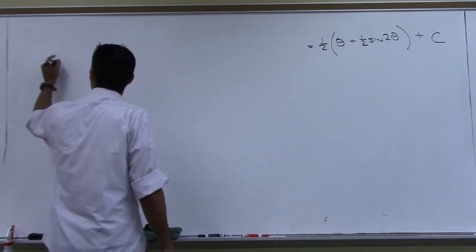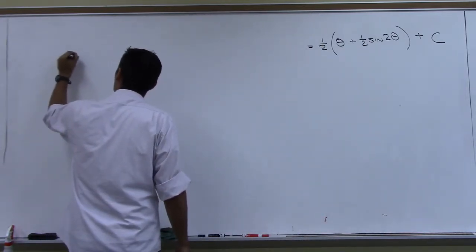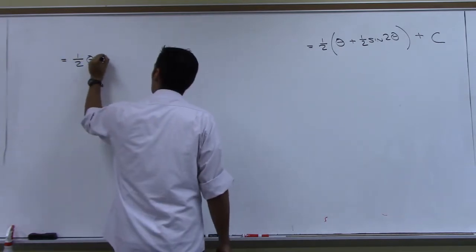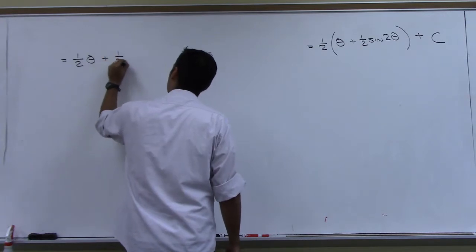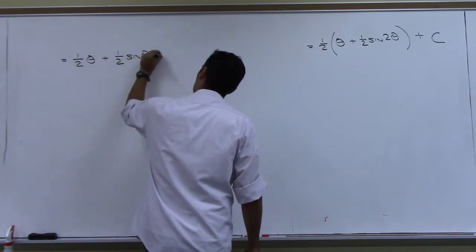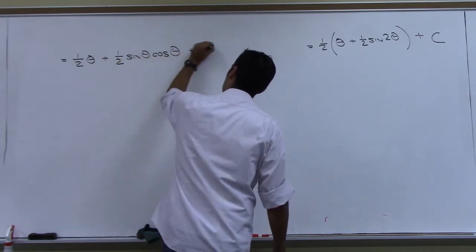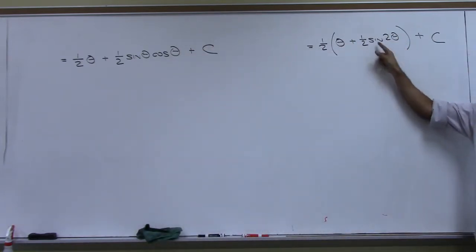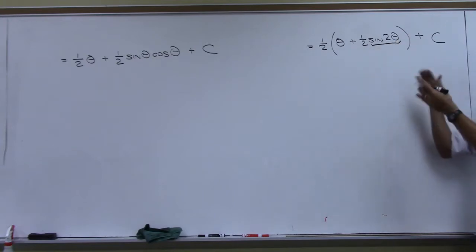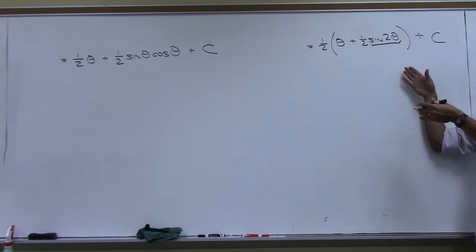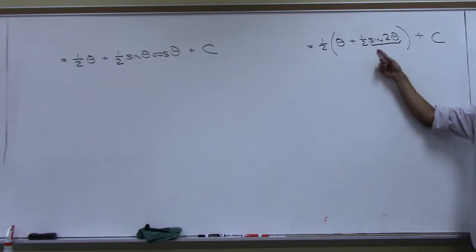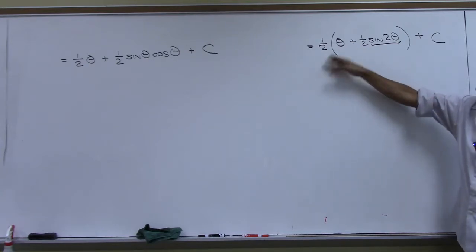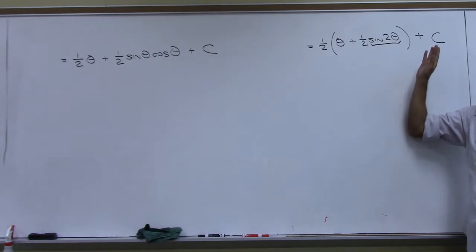All right. So this is equal to 1/2 theta plus 1/2 sine theta cosine theta plus c. Remember when I turned the sine 2 theta, it turns into 2 sine theta cosine theta? Yes, but then that 1/2. Yeah, so I already distributed that 1/2 through. You don't see it?